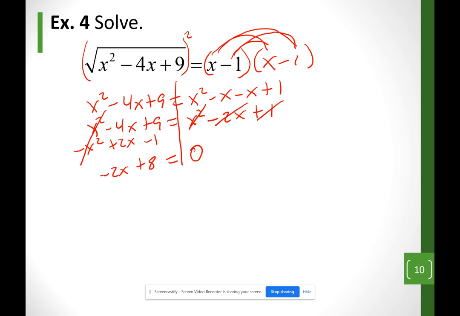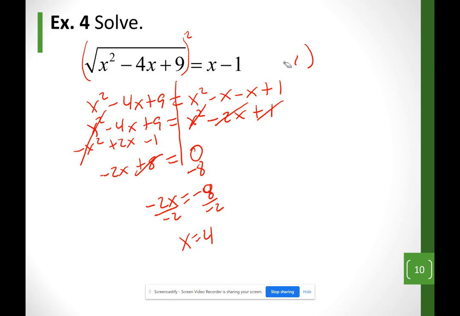All right, I don't have an x squared, so good. This is even easier. The plus 8, let me subtract an 8. So I have the negative 2x is equal to negative 8. Let me divide by a negative 2. So I get that x is equal to 4.